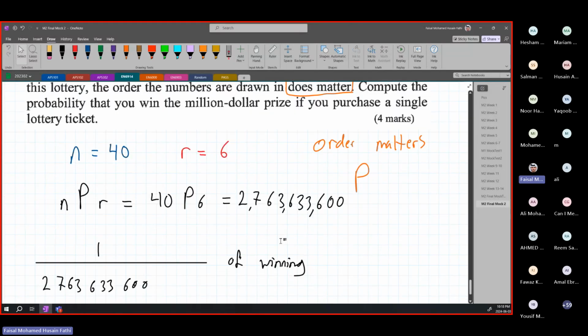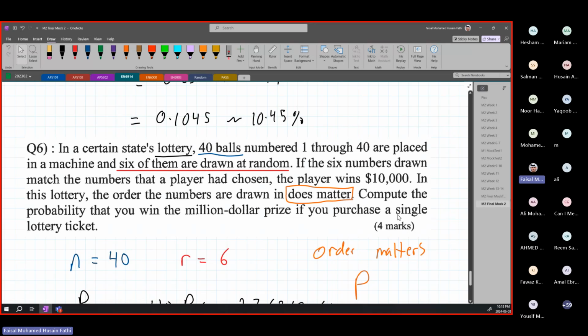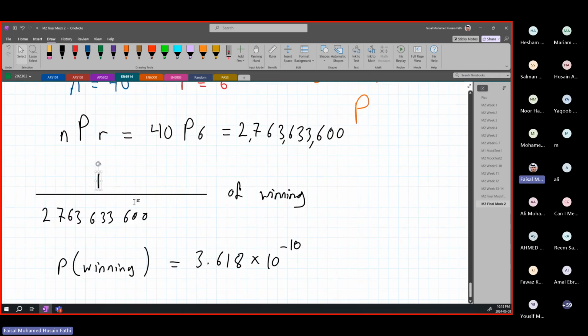Let's say they said you purchased 20 tickets with different random numbers. So if you purchase 20 tickets, you're going to have 20 out of this many chances of winning. All right? This is how you would solve such a question. I hope this session was helpful. We have gone through both mock tests.